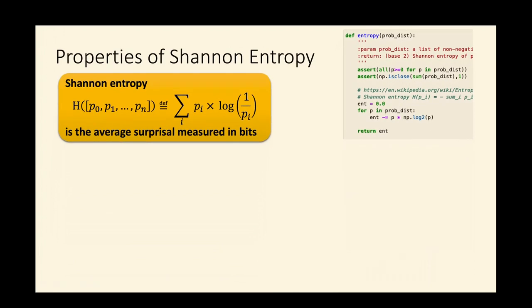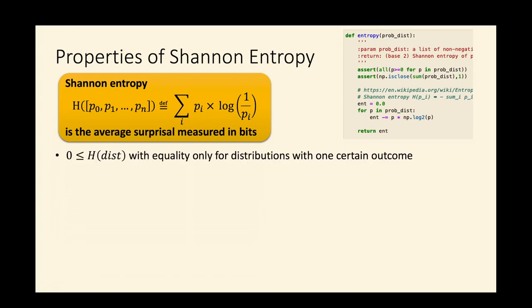Once a mathematician gets a definition, then you kind of want to understand it. The hacker wants to understand what it's all about. So you want to check some basic properties. First thing to notice is that Shannon entropy, the average surprisal, is actually positive. It's bigger than zero. Sometimes it's zero, but it's only zero with distributions that have a certain outcome. If you're not surprised, if there's just one outcome that happens with probability one, then it's zero. Otherwise, you have some uncertainty. It's a measure of uncertainty, of surprisal.